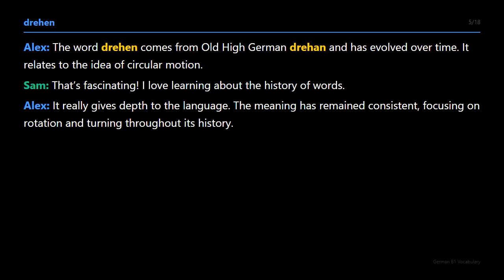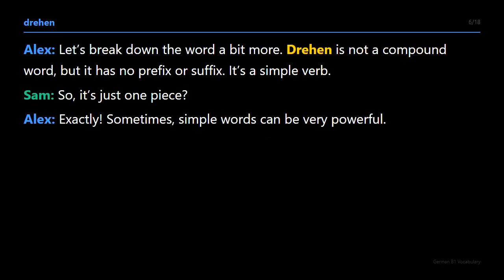Let's break down the word a bit more. Drehen is not a compound word, and it has no prefix or suffix. It's a simple verb. So, it's just one piece. Exactly. Sometimes, simple words can be very powerful.